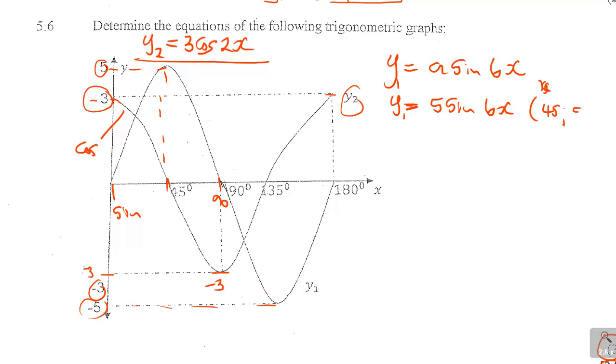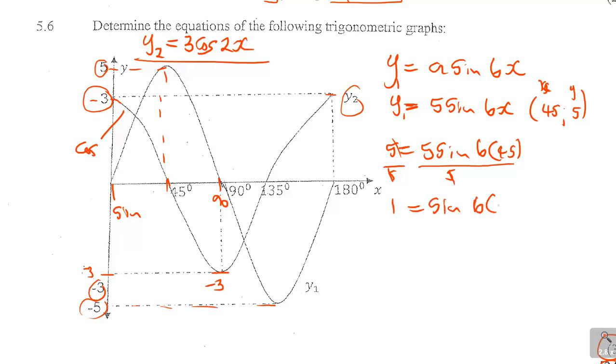Y is 5. So x and y. You see that that's what I'm going to substitute. So where there is y1, I have 5 is equal to 5 sine b, and my x is 45. So again, divide by 5, divide by 5. So you have 1 is equal to sine b 45, or sine 45b.